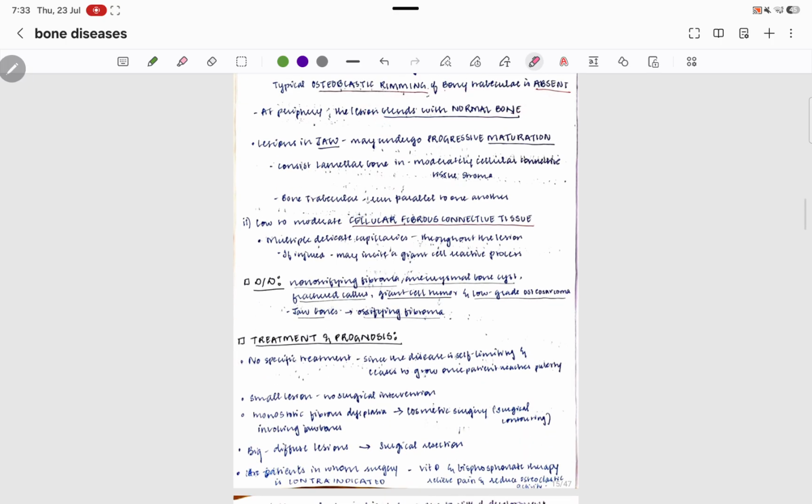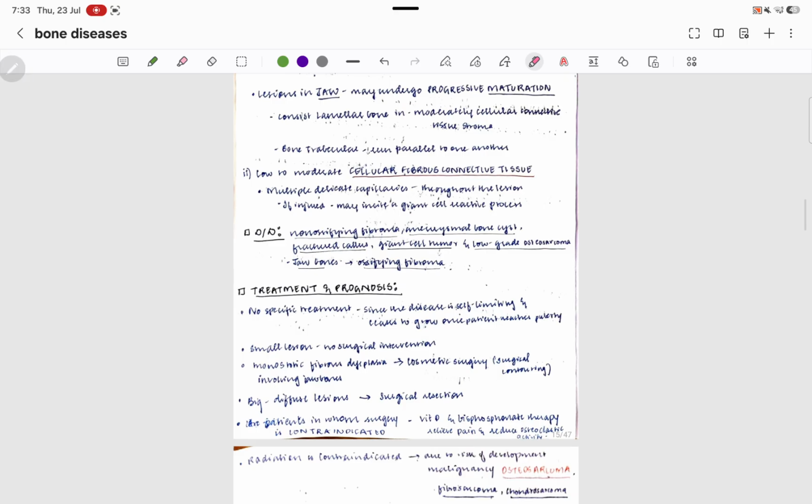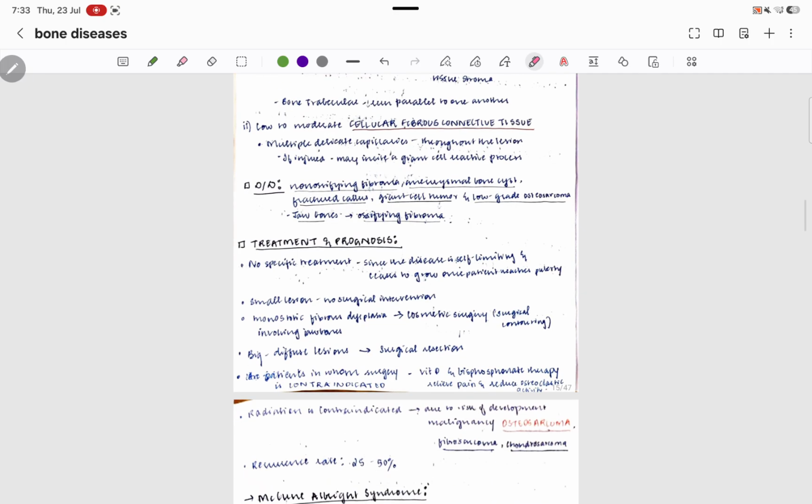The lesion in the jaw may undergo progressive maturation. So the lesion in the jaw undergoes maturative progression and consists of lamellar bone and moderately cellular connective tissue. The bone trabeculae run parallel to one another. Low to moderate cellular fibrous connective tissue is seen. It is slowly getting replaced, so that's why you're seeing low to moderate. Multiple delicate capillaries are seen throughout the lesion. If injured, it may incite a giant cell reactive process.